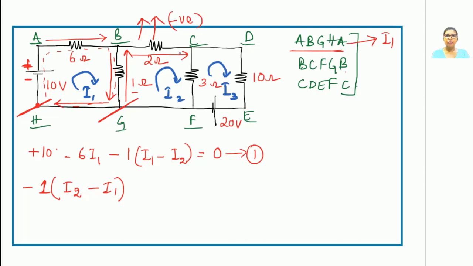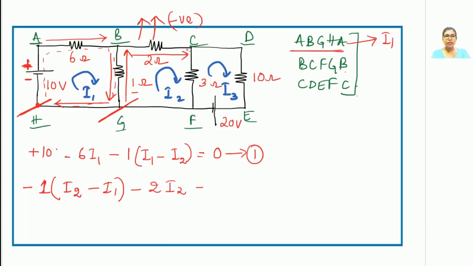While traversing from B to C, we encounter another resistor. For this resistor, current I2 is flowing through it, and it is not a common branch to any other mesh. So we are traversing from B to C. The current through B to C is also flowing from B to C. Both are in the same direction. It's a drop. So minus 2 times I2.